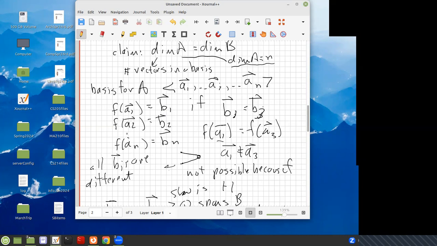A1 and A2 can't go to the same vector, because if they did, that would show that it's not 1 to 1. What it shows us is that there are n vectors in here. All we know now is that there are n of the B's. So if I have three over here, I have three over here, and they're different.